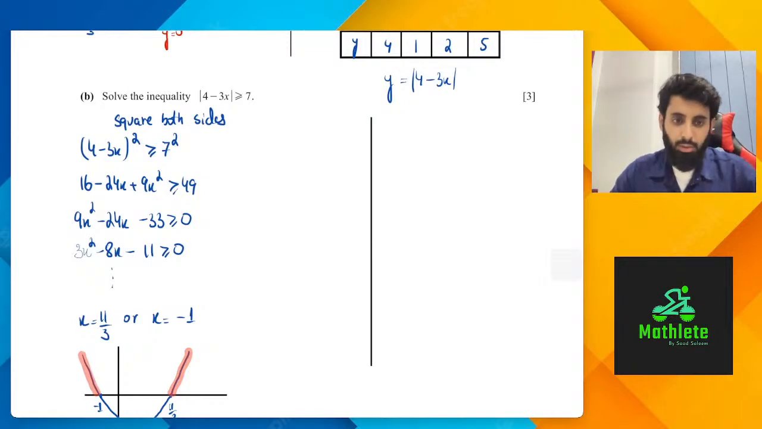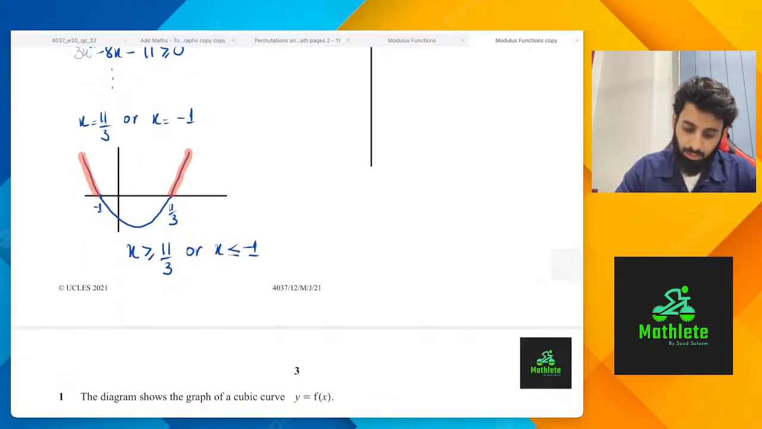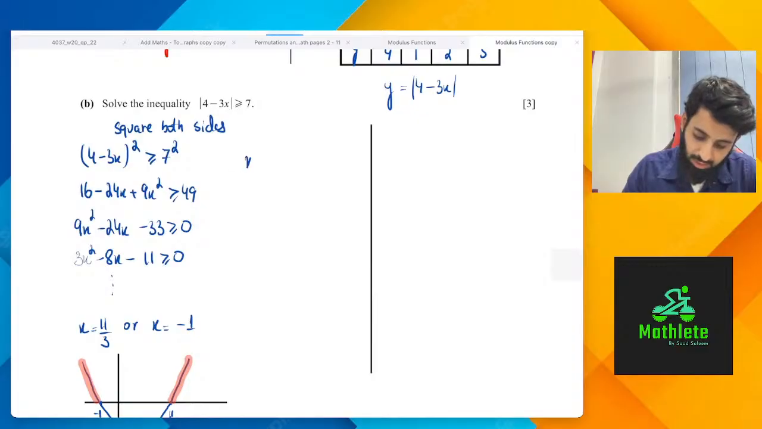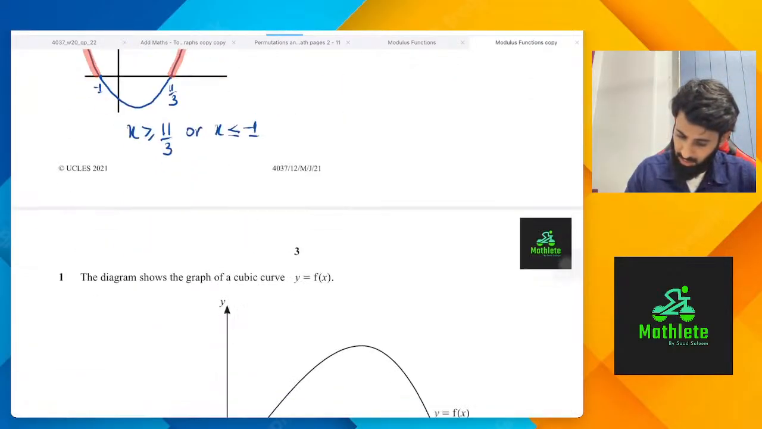Instead of squaring, can we solve it another way? Yes, that's the next method, and I'm going to explain that. That's the reason why I've drawn this line over here. So I'll explain that method also. Remember, our final solution is that x is greater than or equal to 11 upon 3, or x is less than or equal to minus 1.